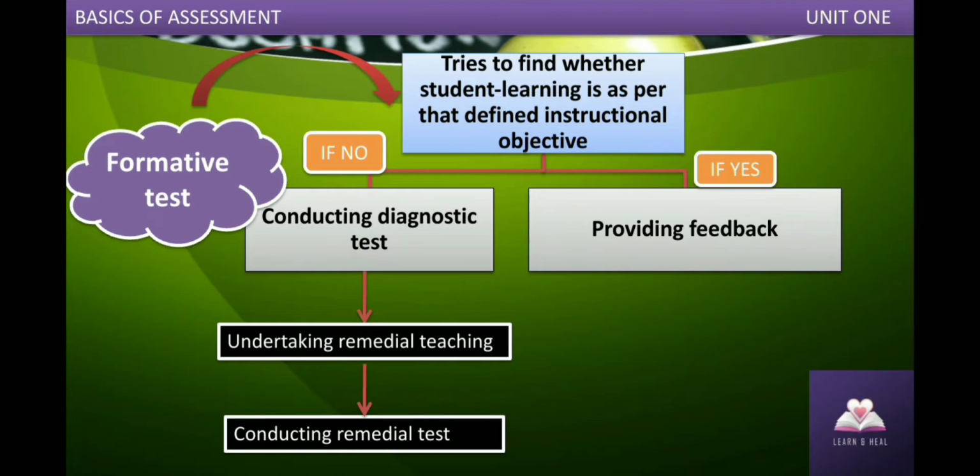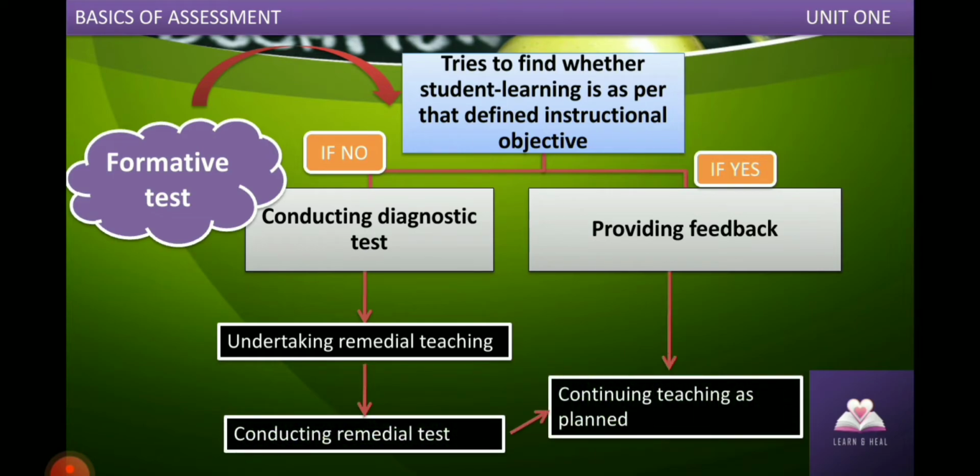whether the student is progressing, that should be analyzed. If yes is the answer, that is, if the teacher finds that the student's learning is as per the defined instructional objective, what should be done? Yes, the teacher should provide good feedback to the student. Motivational feedback you can give. So after all of this is over, then what do you have to do? You have to continue the teaching as planned. So this is how we assess in the formative test program.